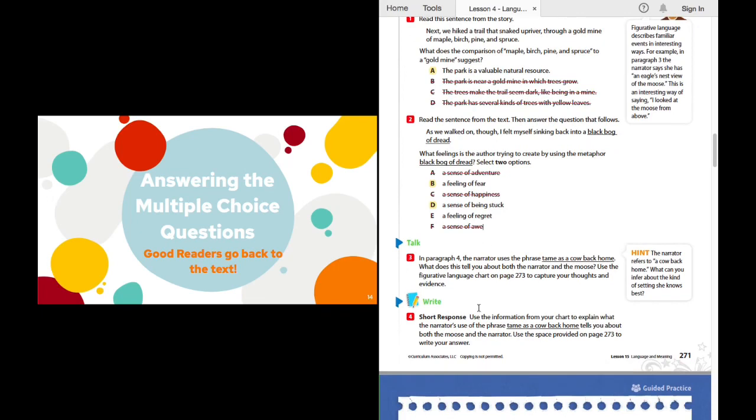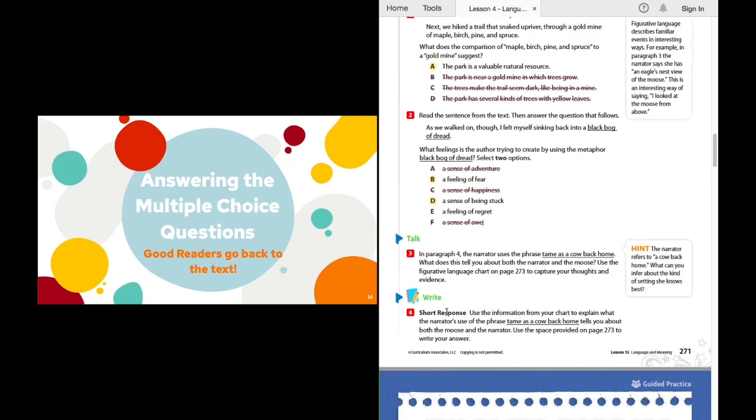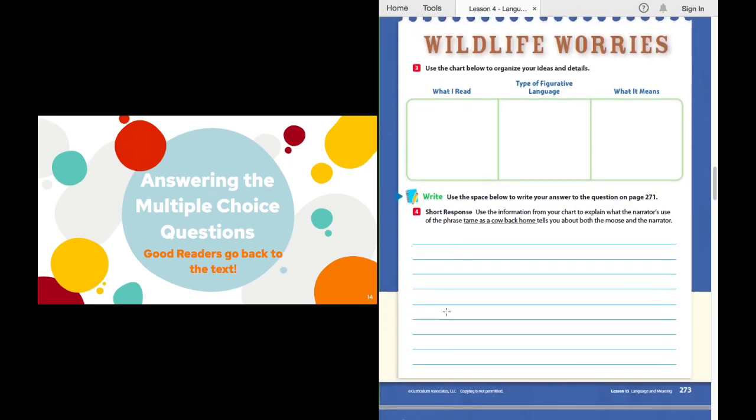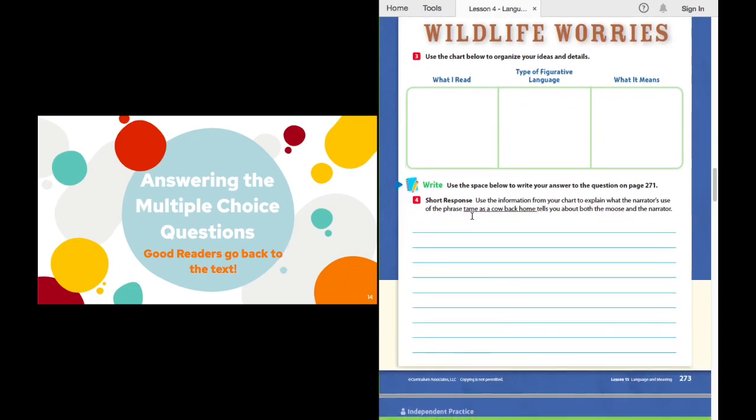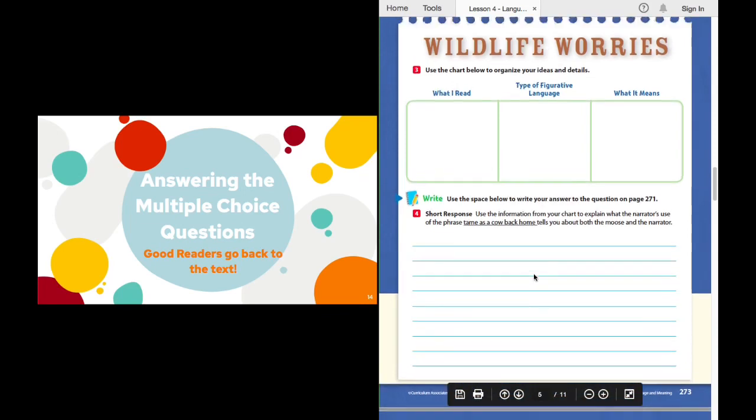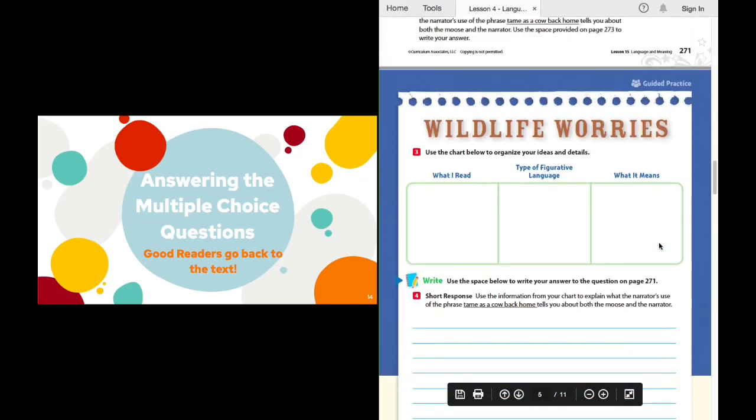3 and 4 are sort of the same question. One of them is just short response. So I'm going to scroll down to this part because this is where you would actually write it. So the question is, use information from your chart to explain what the narrator's use of the phrase tame as a cow back home tells you about both the moose and the narrator. So I need to go back to the text and see how they talked about tame as a cow back home to see what they were trying to tell me about the moose and the narrator.